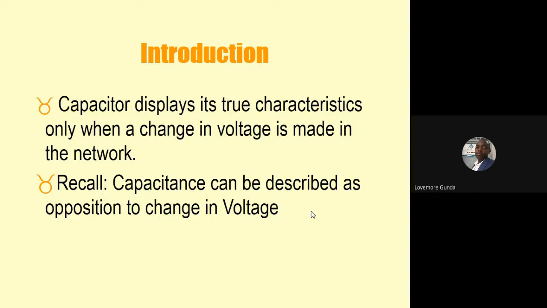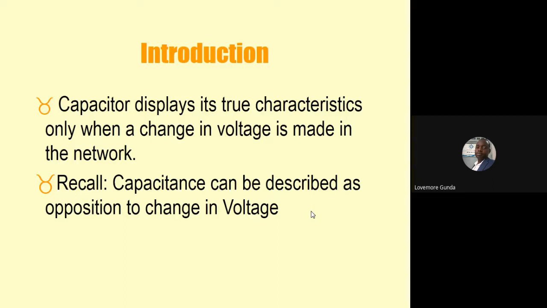Then also, when the voltage is constant for a long time, it again reaches a steady state and nothing changes in the capacitor. But when there is a change in the voltage, then that's where the capacitor will reveal its characteristics. So capacitance can be described as opposition to change in voltage.